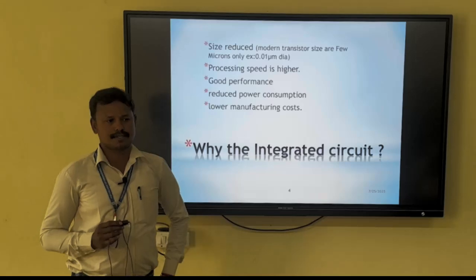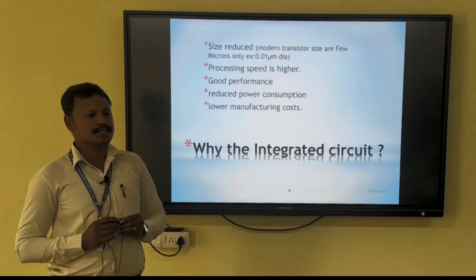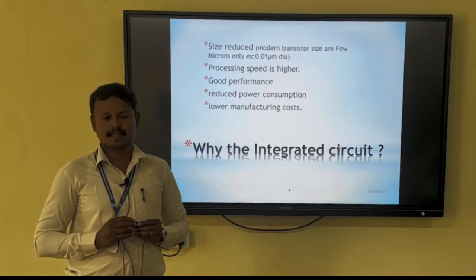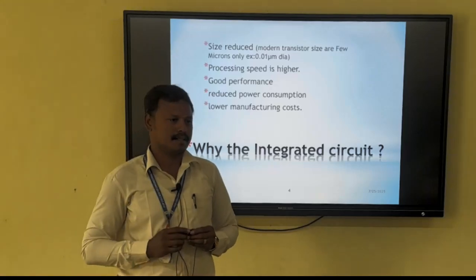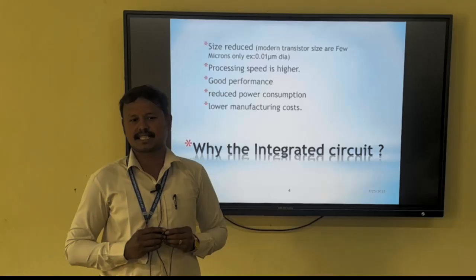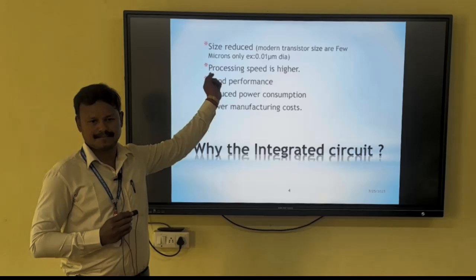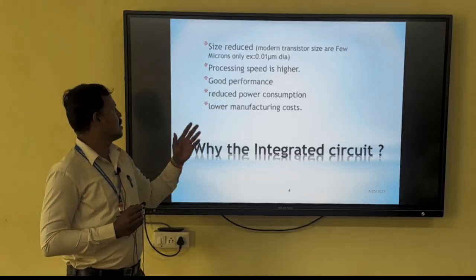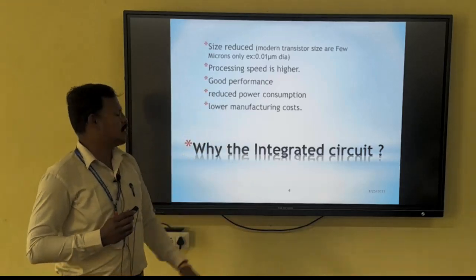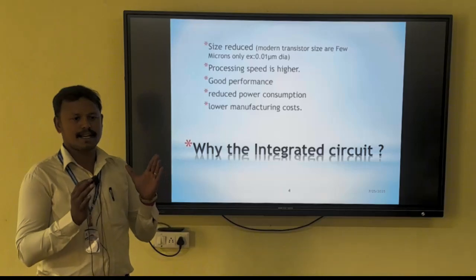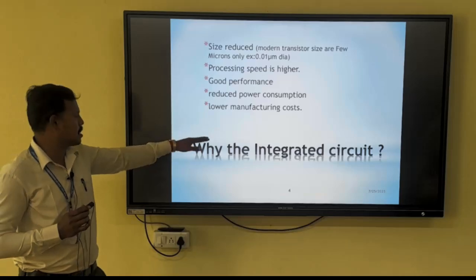Why do we use integrated circuits? First of all, to reduce the size of the transistor. Our human hair is 80 micrometers, but a single transistor is 0.01 micrometer in diameter. So the processing speed is higher and the IC performs well. It also reduces power consumption and lowers manufacturing cost.